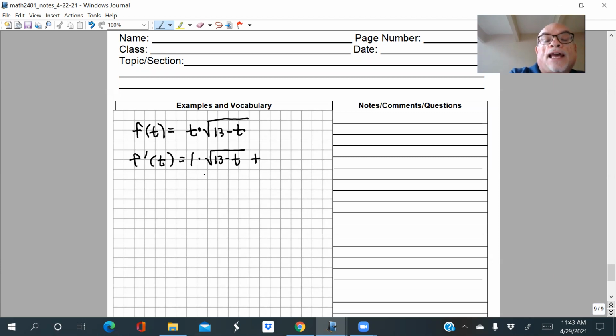And then plus, and now the second half here is a little bit more difficult. First, you just keep the t now. So you're alternating derivatives. You keep the t, but then you have to find the derivative of square root of 13 minus t. That we may have to think about a little bit. I want to find the derivative, so I'm going to refer to that as d over dt of this expression, which is square root of 13 minus t.